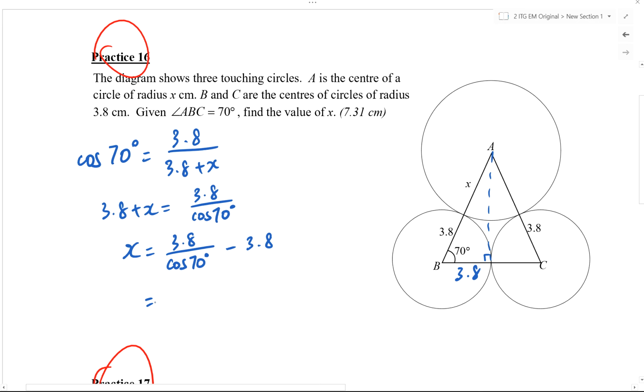So I like to leave it like this so that I don't have any rounding off in the middle. 3.8 divided by cosine 70. Then I minus 3.8. I get 7.31.